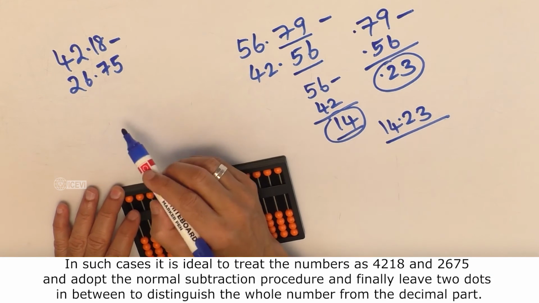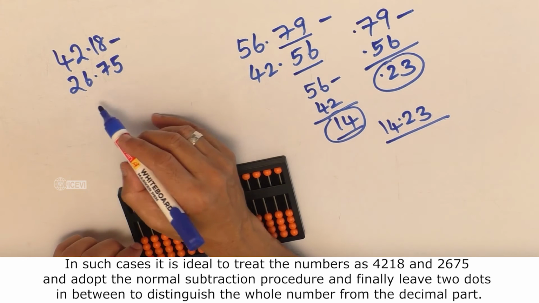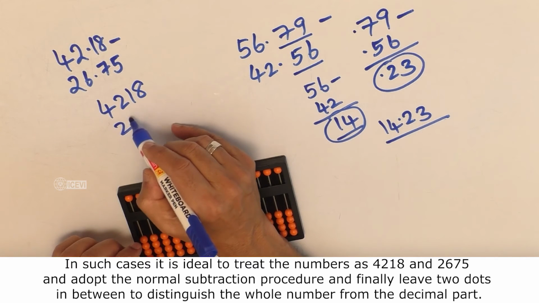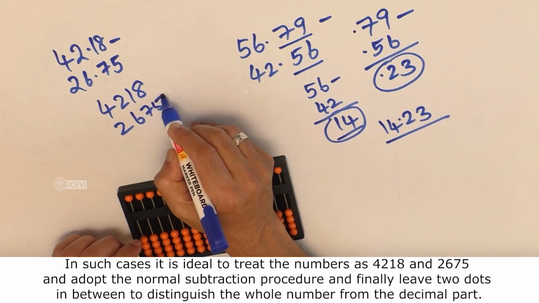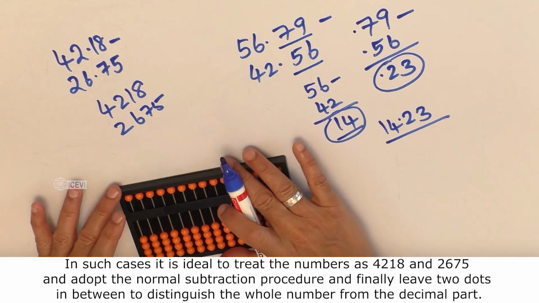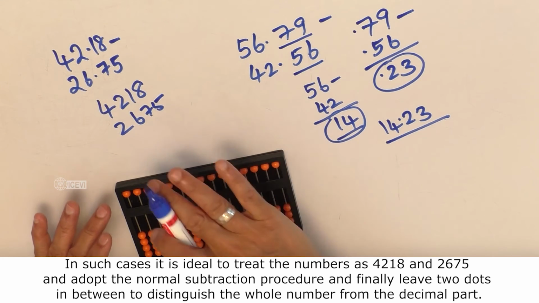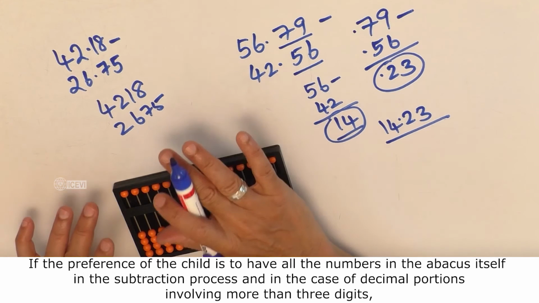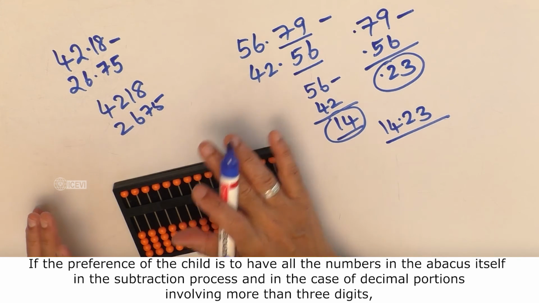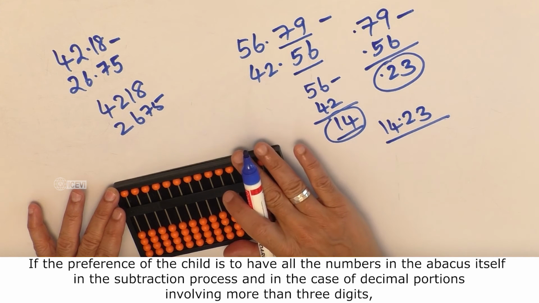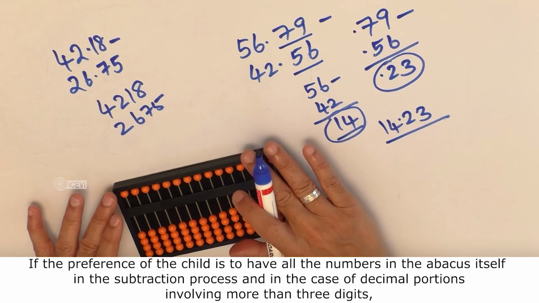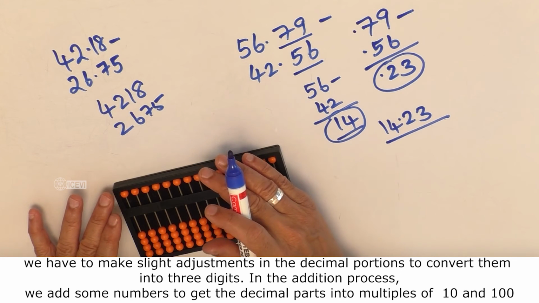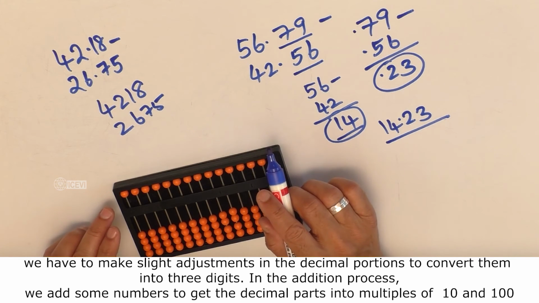In such cases, it is ideal to treat the numbers as 4,218 and 2,675 and adopt the normal subtraction procedure, and finally leave two dots in between the whole number and the decimal part. If the preference of the child is to have all the numbers in the abacus itself in the subtraction process, and in the case of decimal portions involving more than 3 digits, we have to make slight adjustments in the decimal portions to convert them into 3 digits.